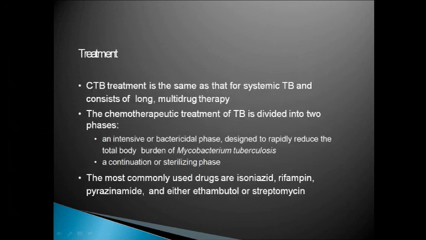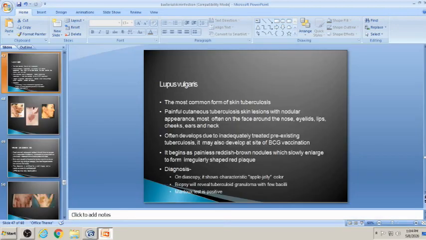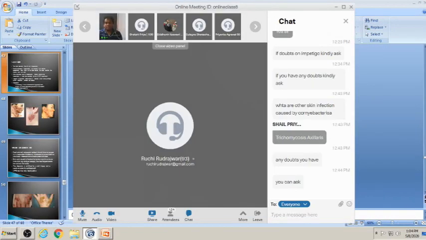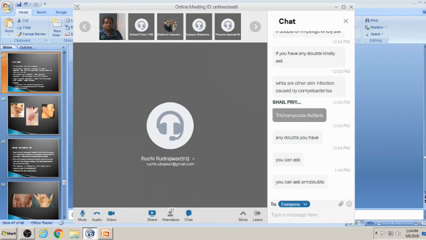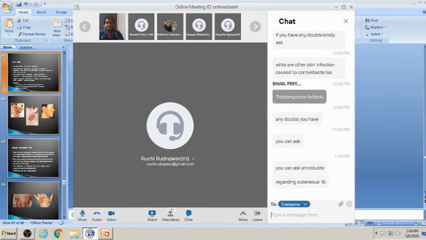Okay, now regarding the condition of cutaneous tuberculosis, any doubts you have, you can ask.